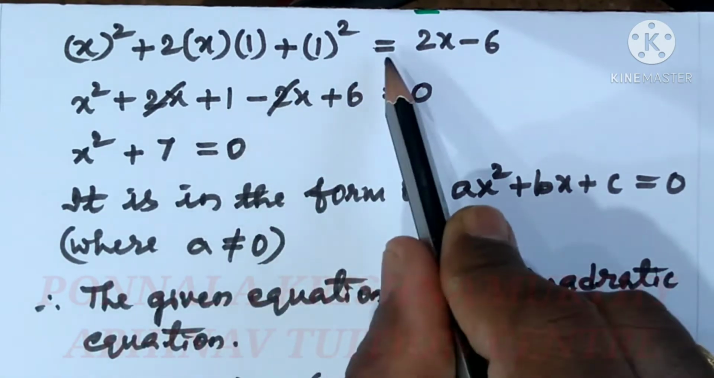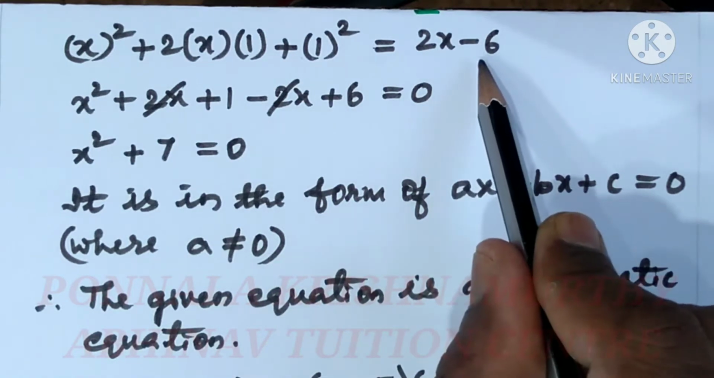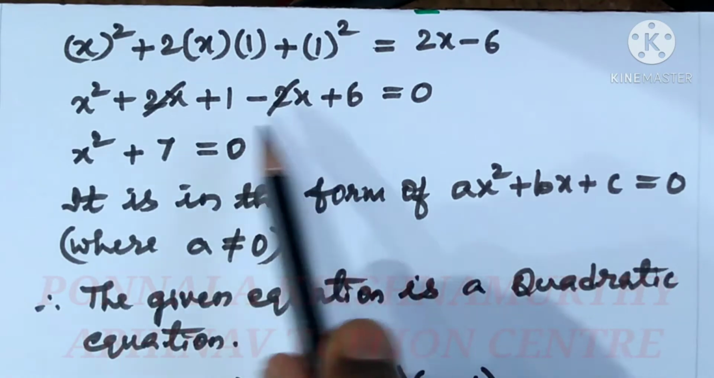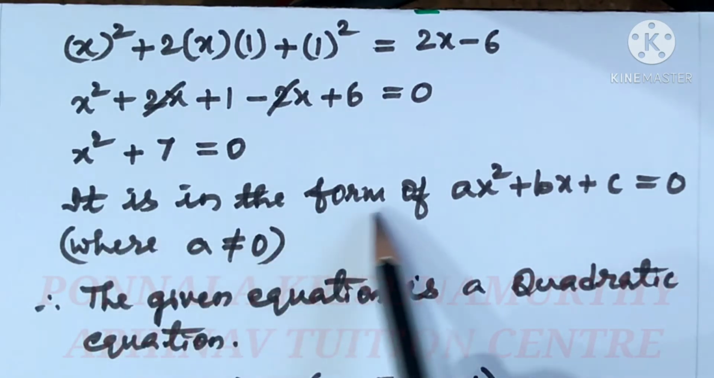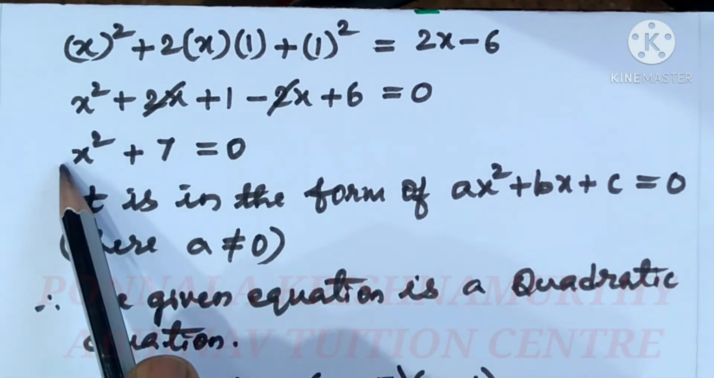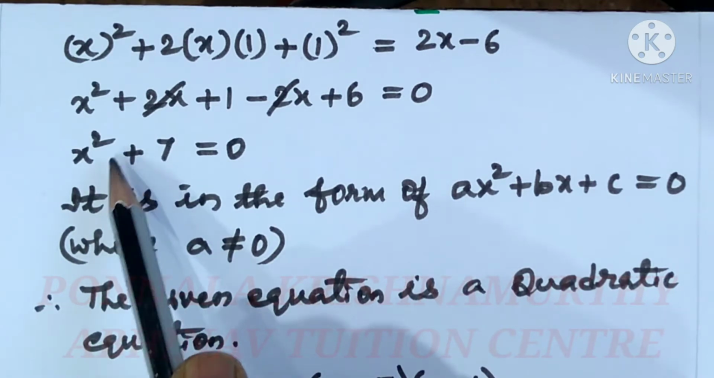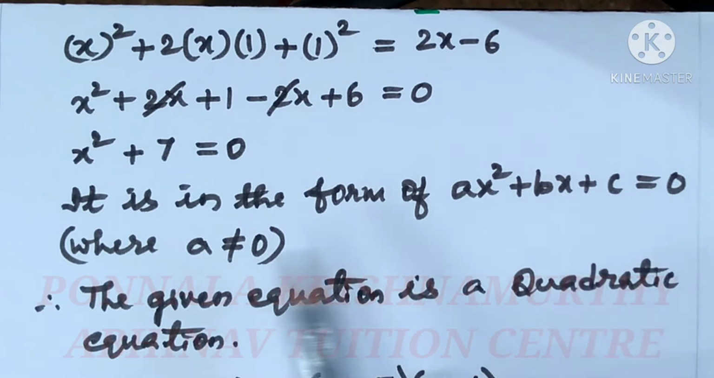1 plus 2x becomes minus 2x after coming to the left hand side, and minus 6 becomes plus 6, is equal to 0. Plus 2x minus 2x are cancelled. x square plus 1 plus 6, 7, is equal to 0. It is in the form of ax square plus bx plus c equal to 0. This is 1x square, that is ax square, plus bx is nothing but 0 into x here, plus c is 7 equal to 0, where a is not equal to 0. Therefore, the given equation is a quadratic equation.